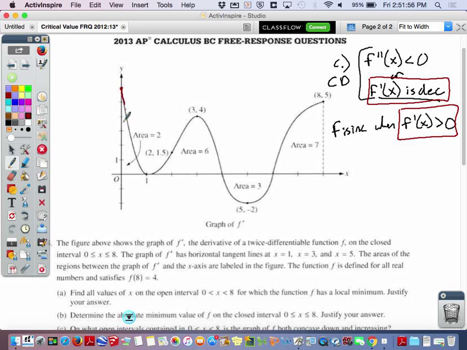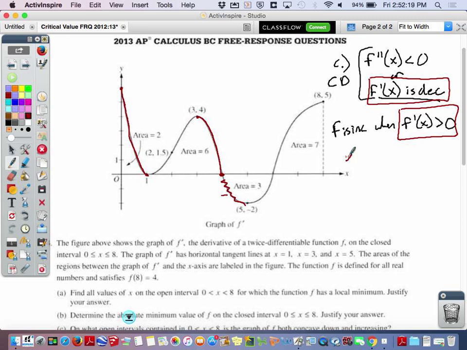So we've got really this interval here. We're decreasing, but we're above the x-axis. We go from here to here, decreasing above the x-axis. We don't include this area down here because that is negative. And then that's the last interval.